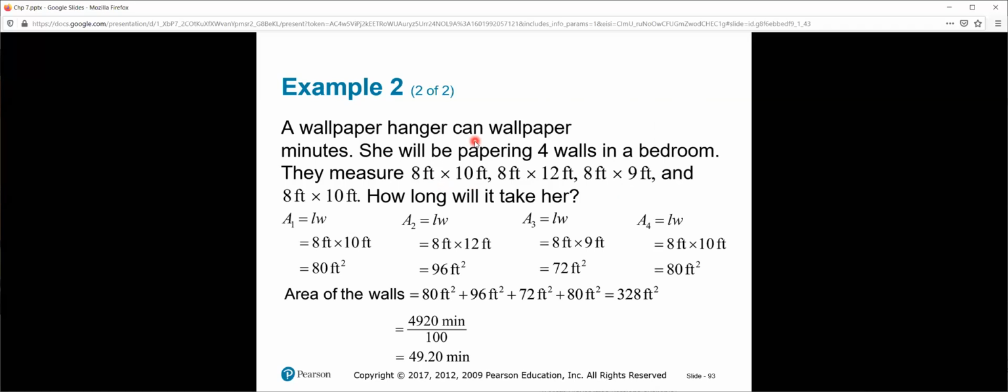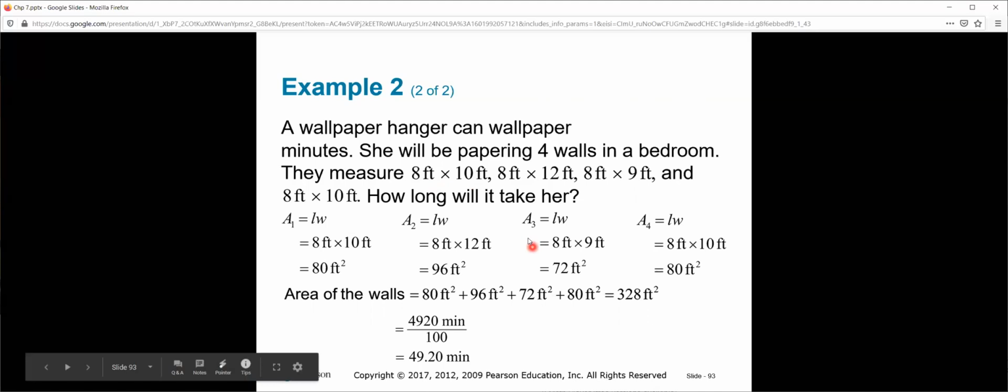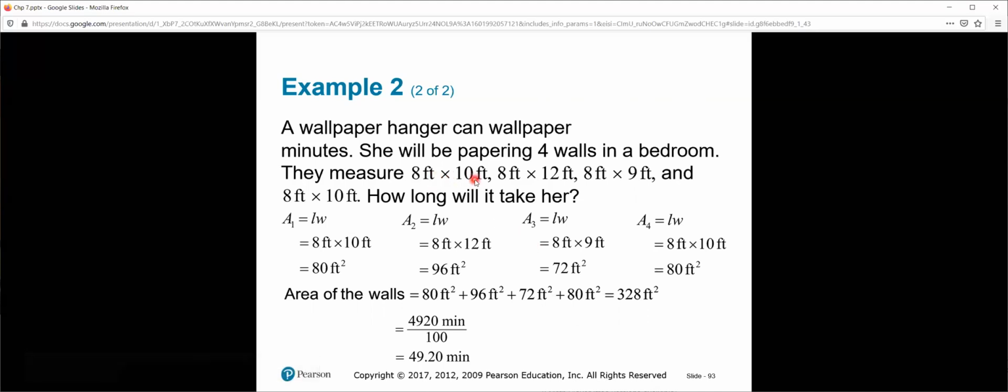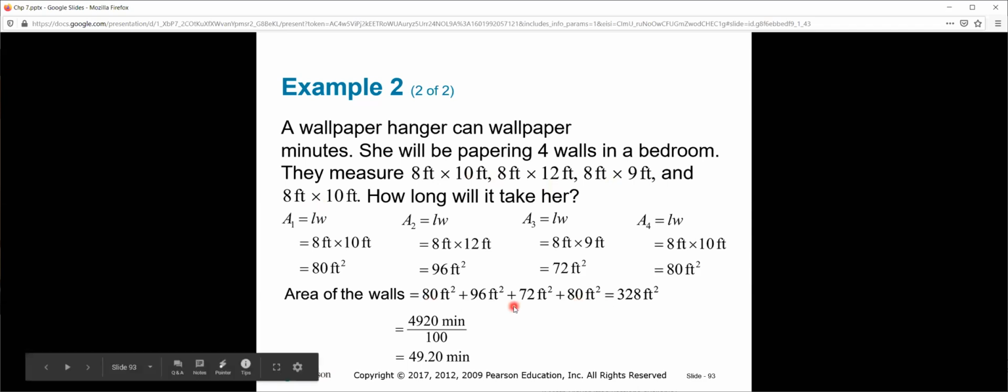Well, if I figure out the size of each wall, I can add them all up and divide by what I need. Area is length times width. An 8 by 10 wall is 80 square feet. An 8 by 12 wall is 96 square feet. An 8 by 9 wall is 72 square feet. An 8 by 10 wall again is 80 square feet. Meaning this bedroom has 328 square feet in it.